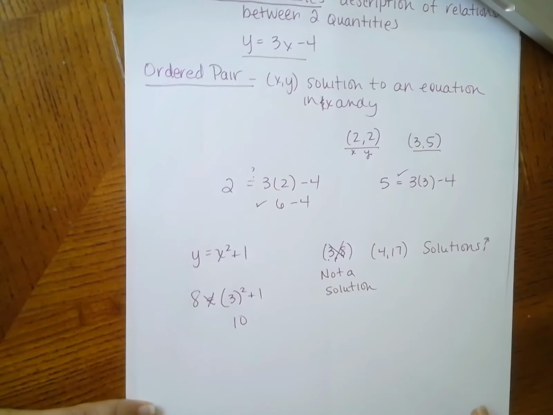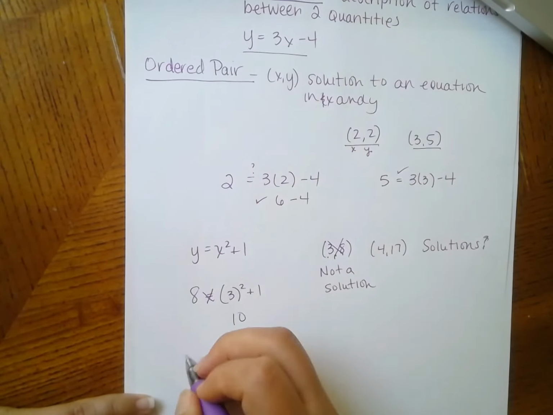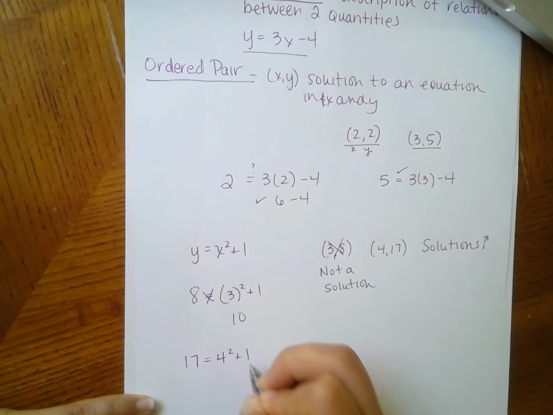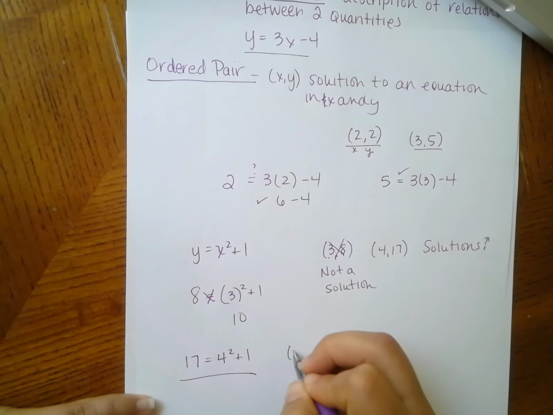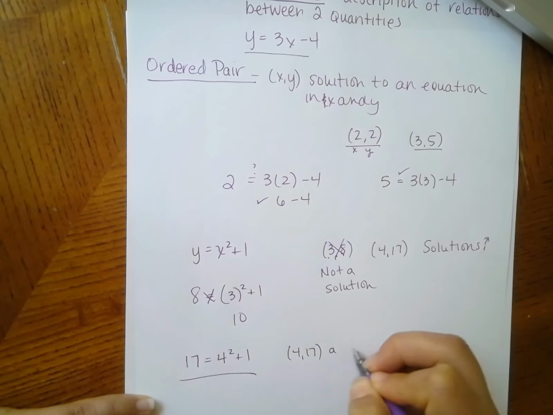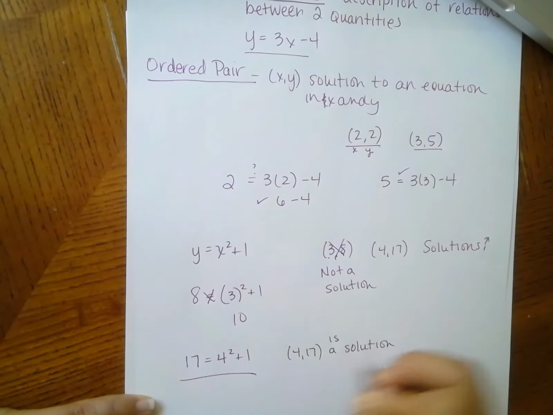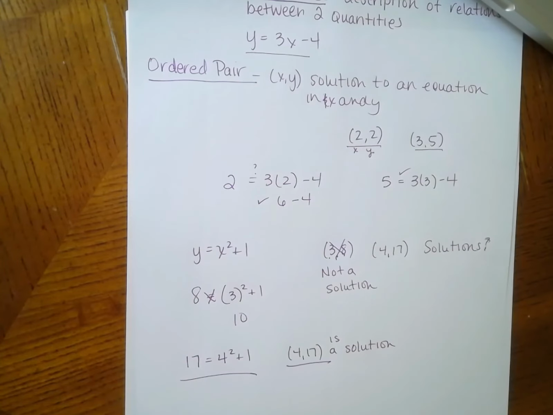All right, so I'll try out 4 and 17. If I do that, I have 17 is equal to 4 squared plus 1. And this is equal because 4 squared is 16 plus 1 is 17. So 4, 17 is a solution. So 4, 17 works. It is a solution. 3, 8 is an ordered pair. It just is not a solution to our equation.